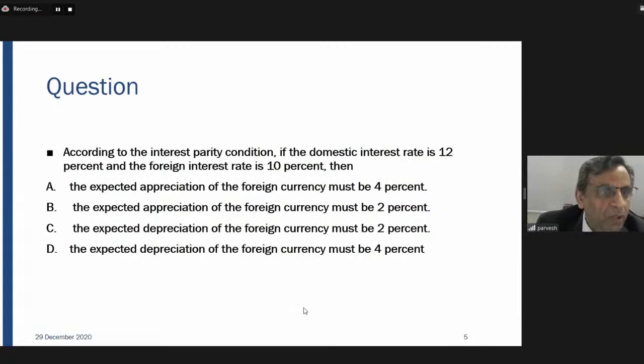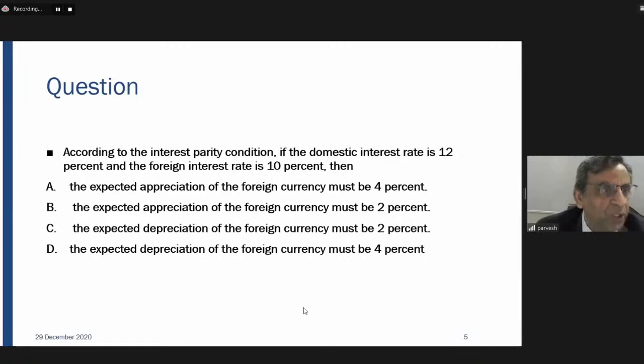So now there is another MCQ. According to the interest parity condition, if the domestic interest rate is 12% and the foreign interest rate is 10%, then the choices are: the expected appreciation of foreign currency must be 4%. This is an MCQ, okay? So please try to choose the right answer. The expected appreciation of the foreign currency must be 2%. The expected depreciation of the foreign currency must be 2%. The expected depreciation of the foreign currency must be 4%.